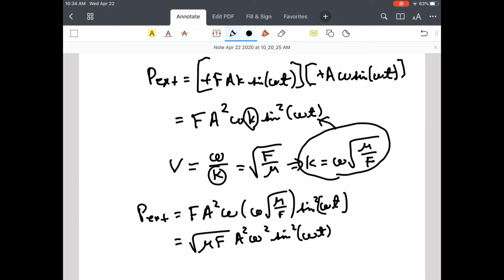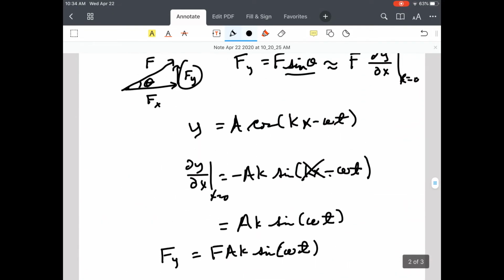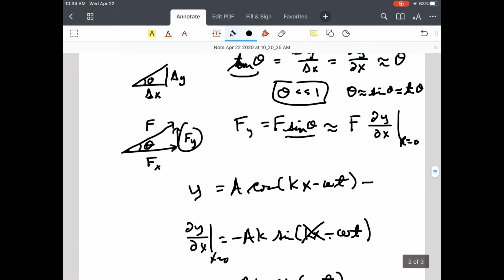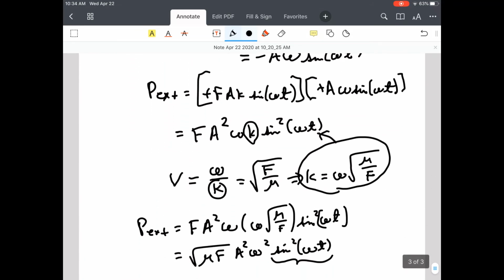So this is what I wrote in class. You again notice that it is time dependent when t goes through 0. So in other words, when the cosine is at its maximum value, that will actually correspond to 0 power. But when it goes through equilibrium, which is when the sine is maximal, that sine squared will be equal to 1. So the power goes between 0 and square root mu F a squared omega squared. The average power is simply given by averaging the sine squared, which is 1/2.